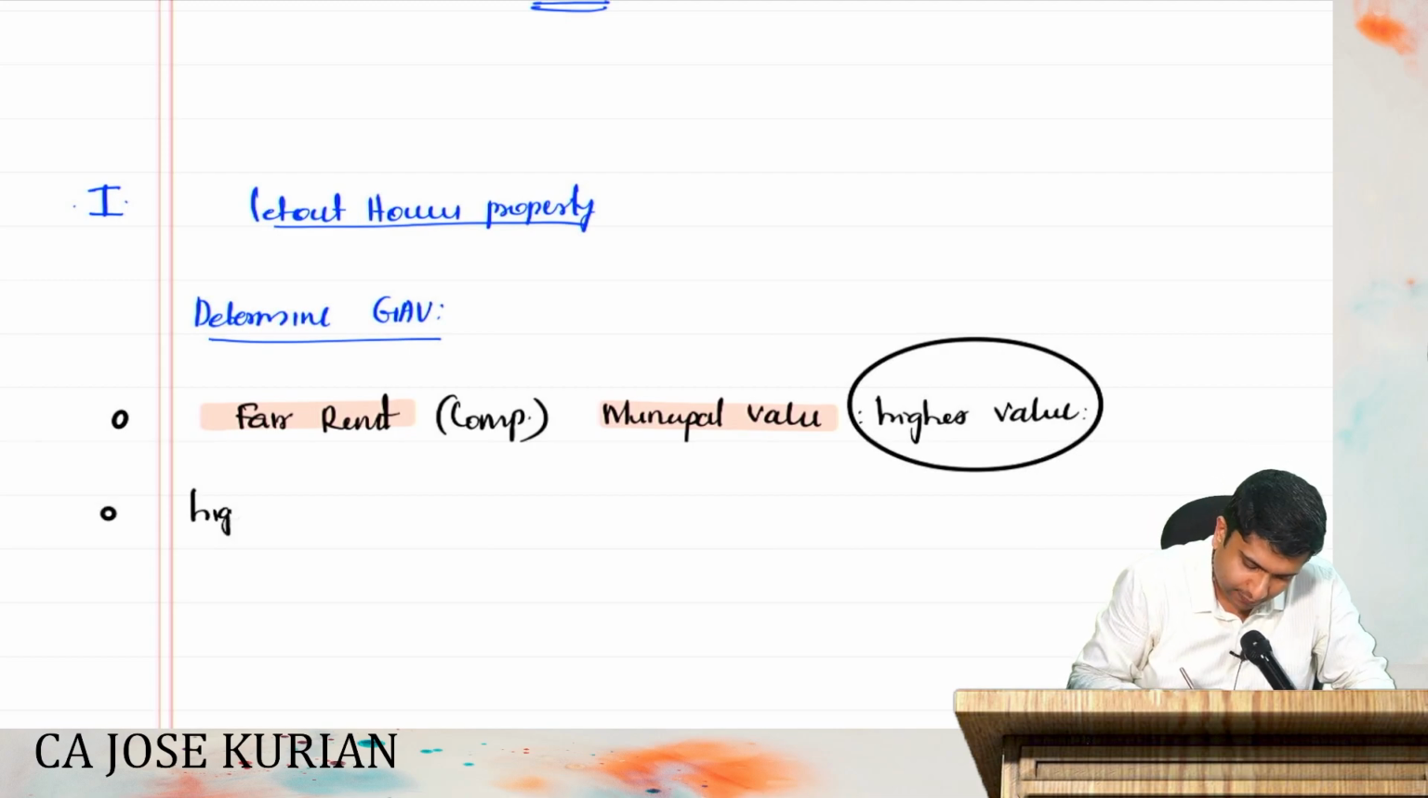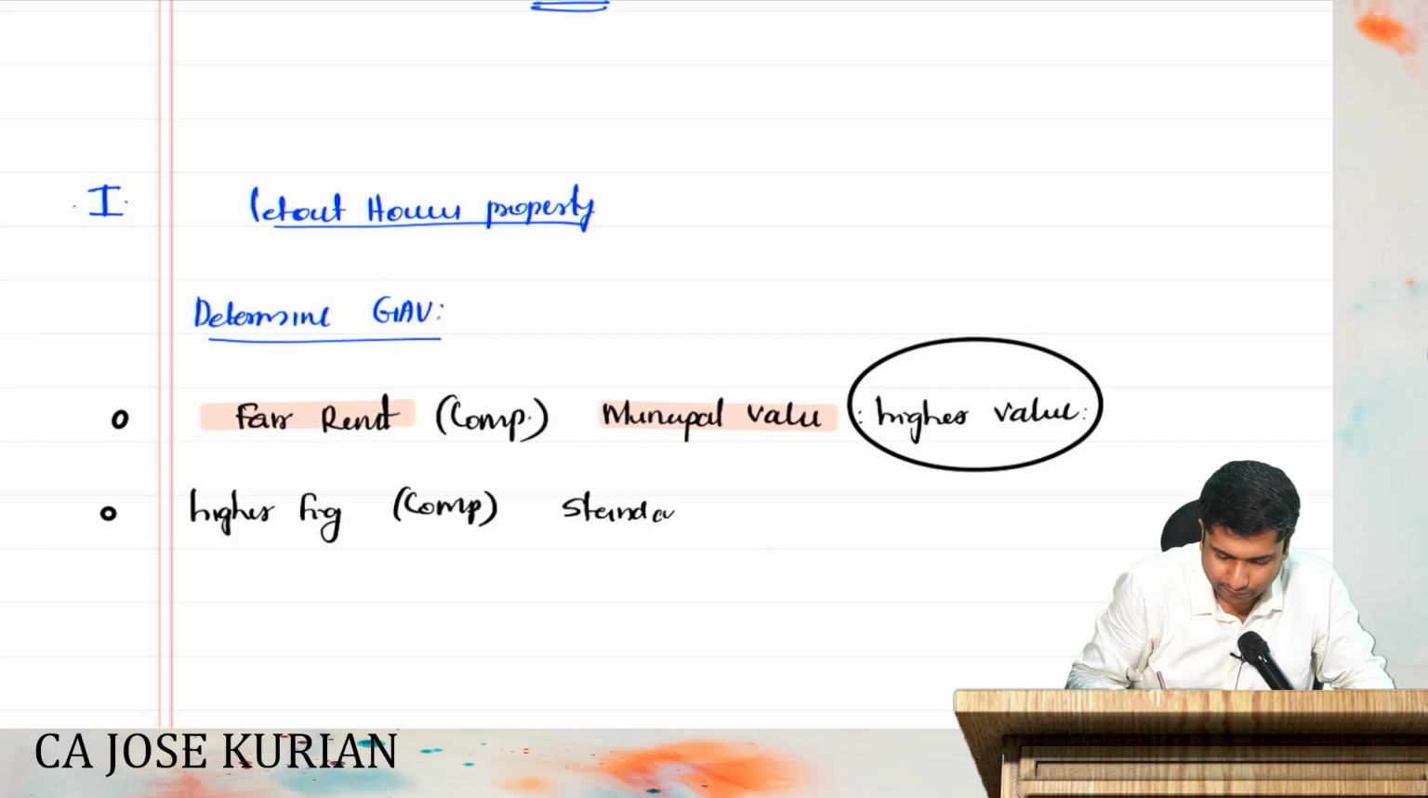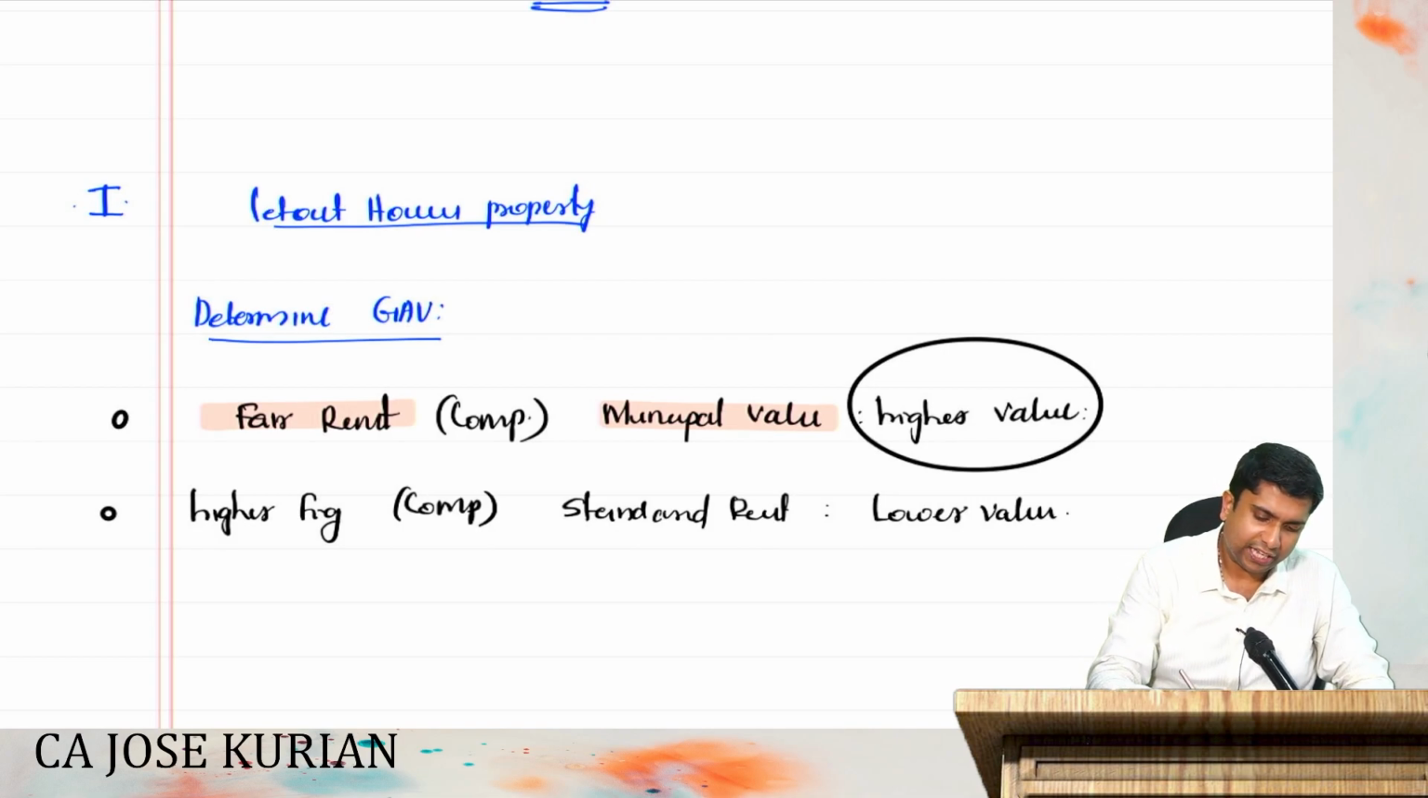Step number two, compare that higher figure with standard rent. Pick the lower value. So higher figure means what higher figure? This higher figure.